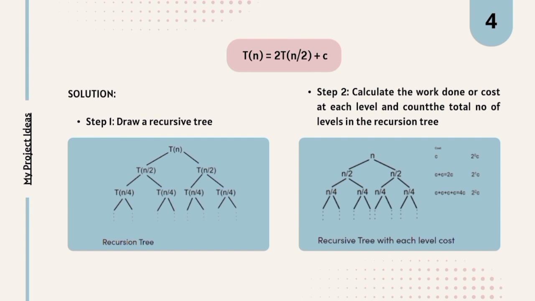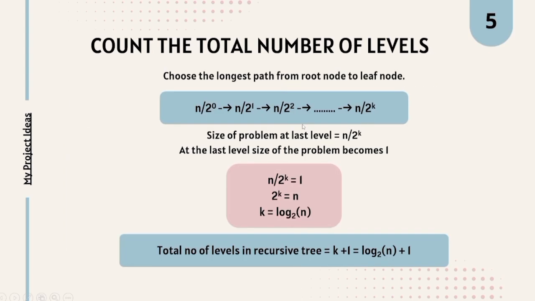First, draw a recursion tree. As you can see here, T(n) is divided into 2T(n/2). So it is divided into T(n/2) here and T(n/2) here. Then again, each of these will be divided by 2, giving n/4, n/4, n/4, n/4.